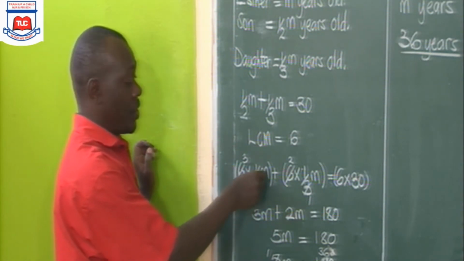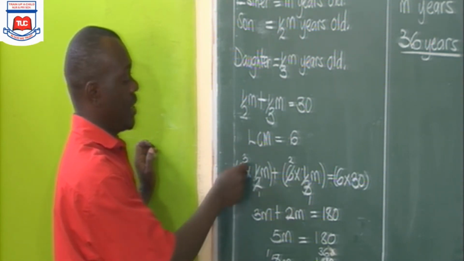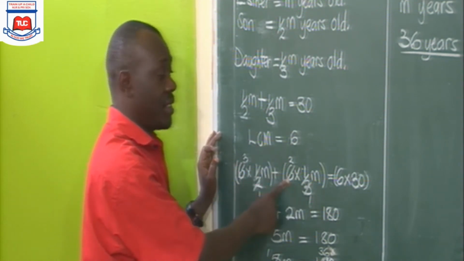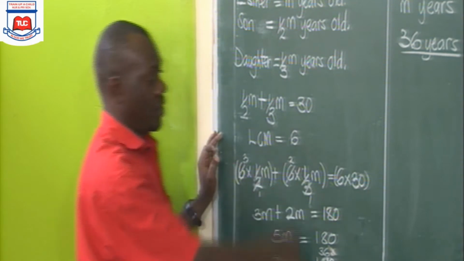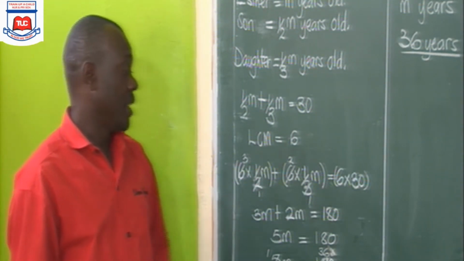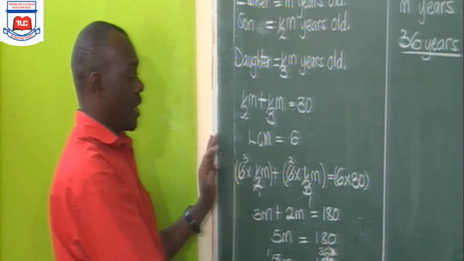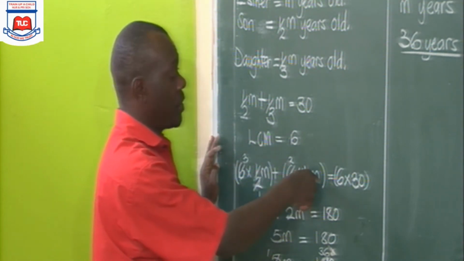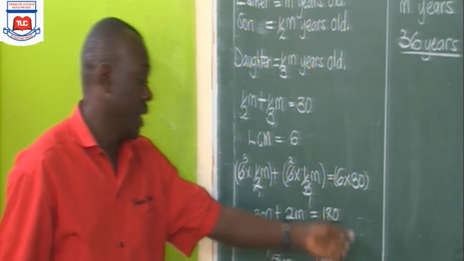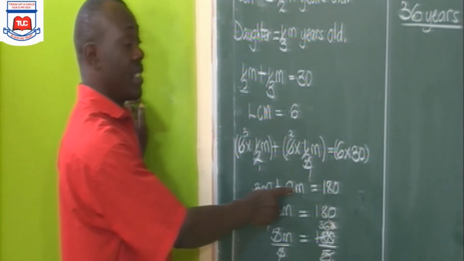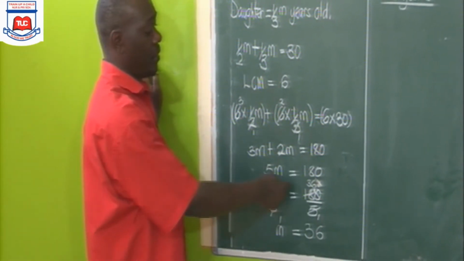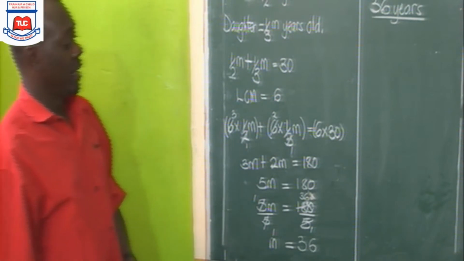We say 2 divided by 2 is once, 6 divided by 2 is 3; 3 divided by 3 is once, then 6 divided by 3 is 2. Then the denominators have been made once, so they are gone. I've got 3 times M, which is 3M, 2 times M, which is 2M, which is equal to 180. Now, these are like terms already. 3M plus 2M, you get 5M, which is equal to 180.